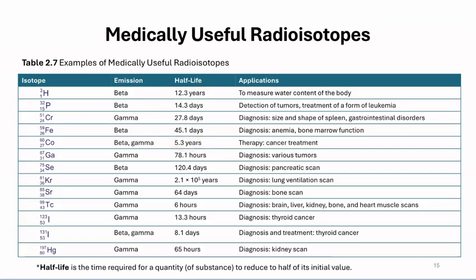Additionally, I want you to observe that not only isotopes or radioisotopes have been utilized for the treatment of cancer. Another example that we have specifically in this table is the illustration of how radioisotopes can also be utilized in diagnosis. And we have many examples of radioisotopes that can be utilized in order to scan the human body and detect organs or tissues that are affected.